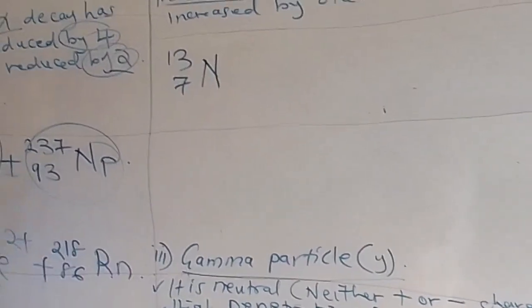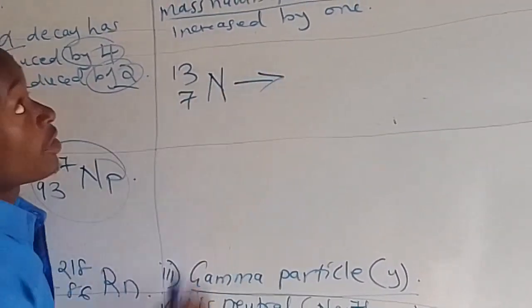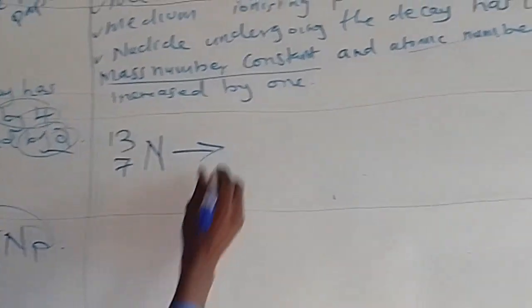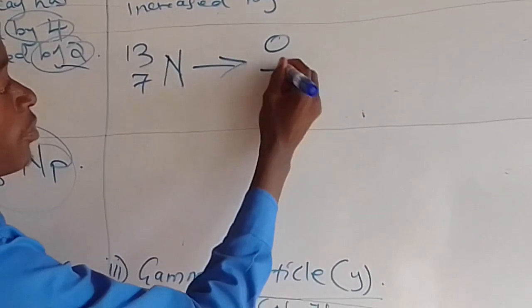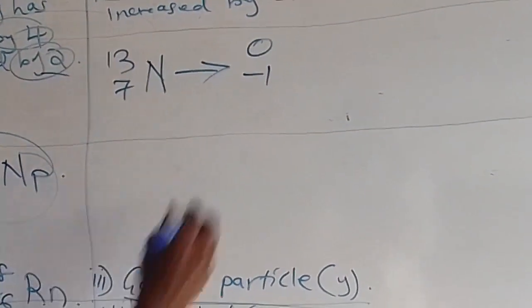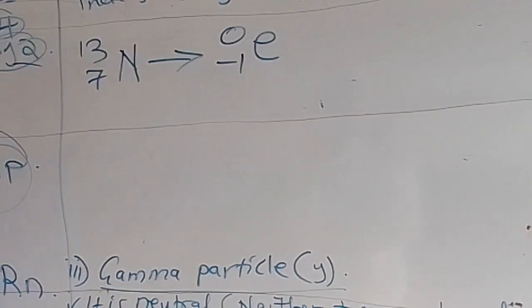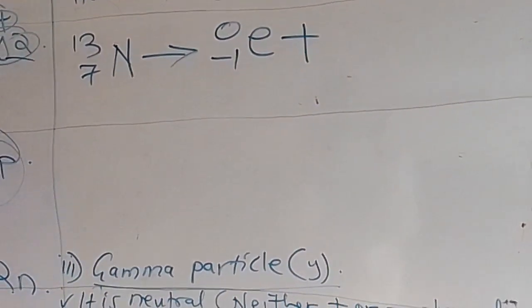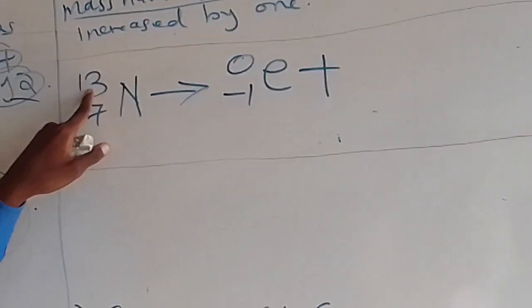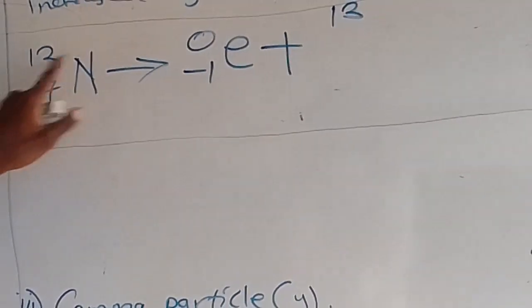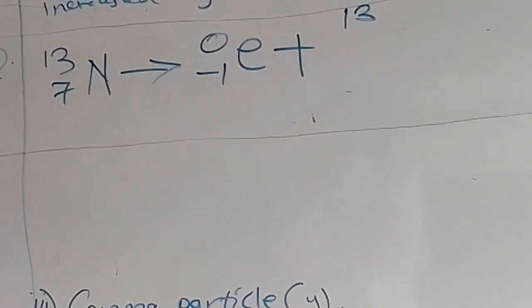Say for example, an element N having 13 and 7 undergoes beta decay. We have said the mass number is 0, atomic number -1, it is negatively charged. Which new element will be formed now? We come to the mass number. Mass number will remain constant, so it will remain 13. What about the atomic number?